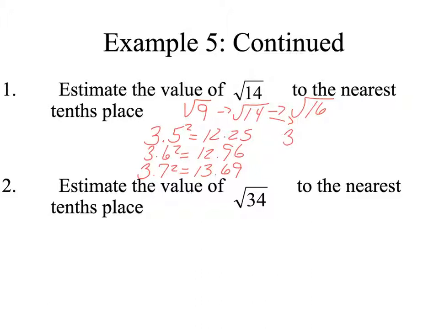I'm going to do 3.8 squared. I'm going to get 14.44. 14.44, that's the first time that I've gone over 14. So therefore my answer has to be the one right below that, or the 3.7.